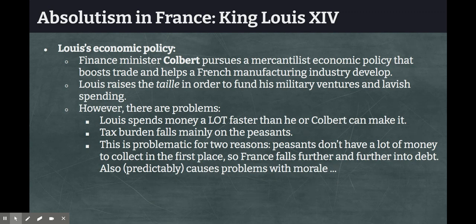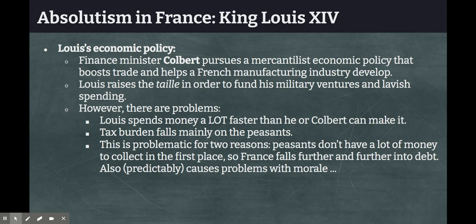Now, finally, let's talk about his economic policy. The name you need to know here is Colbert. That's Louis's finance minister, who is really the architect of a lot of his policy. He pursued a mercantilist economic policy. He was really interested in boosting France's exports, building infrastructure, like roads and bridges in France, and helping a French manufacturing industry develop. And this is actually pretty successful.